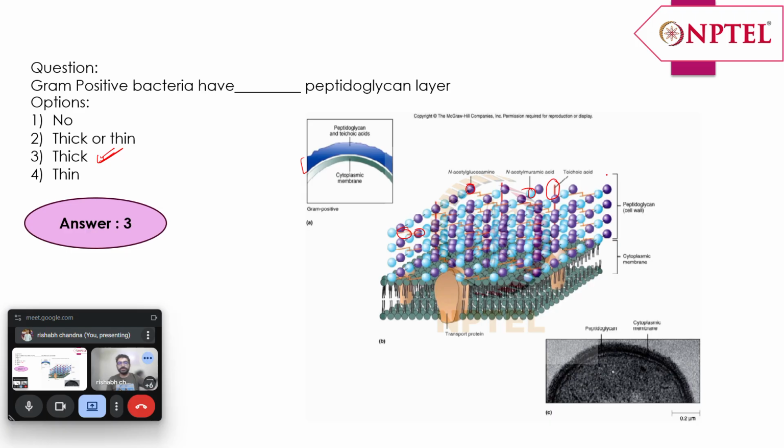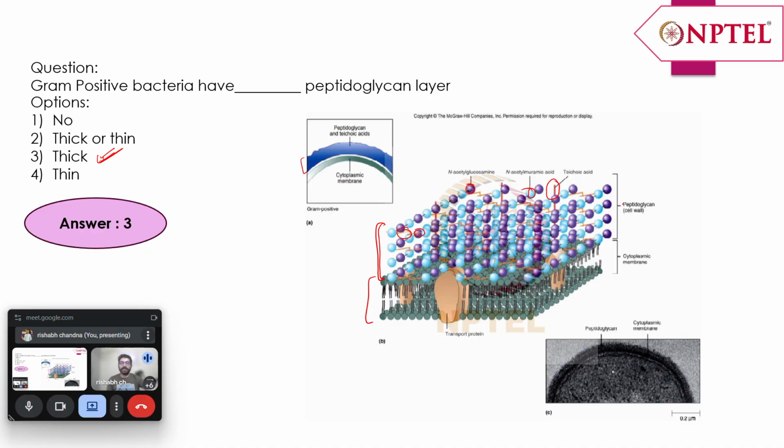Okay, so this peptidoglycan layer, as you can see here, is very thick in the case of gram-positive bacteria. That's why these bacteria retain the crystal violet stain, because of its thickness. Okay, and after this, this is the cell membrane, the phospholipid bilayer that is protected by the cell wall.